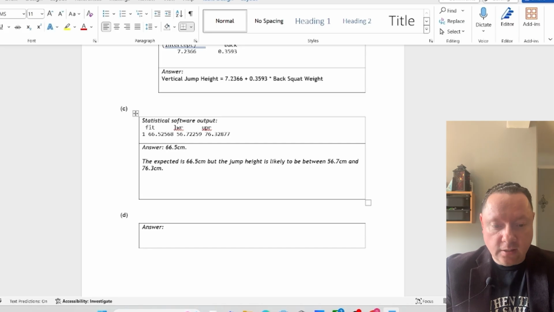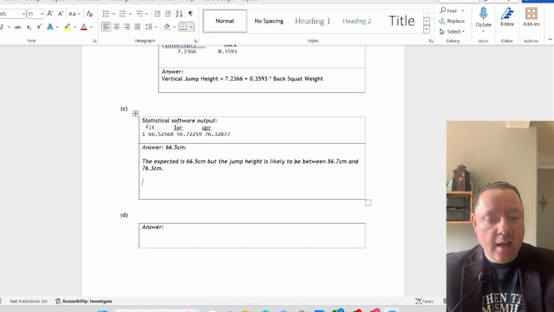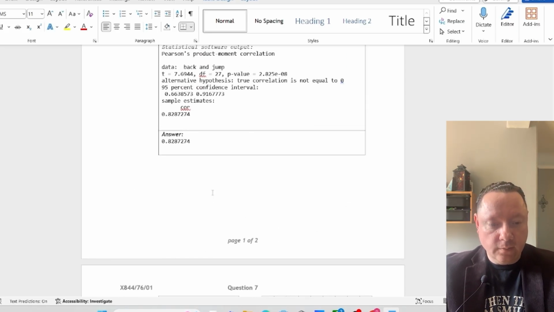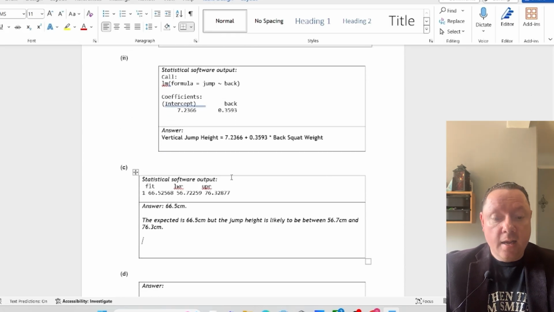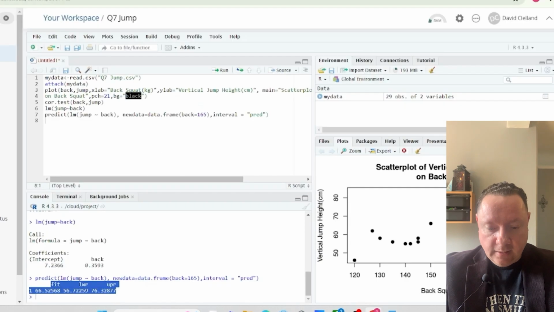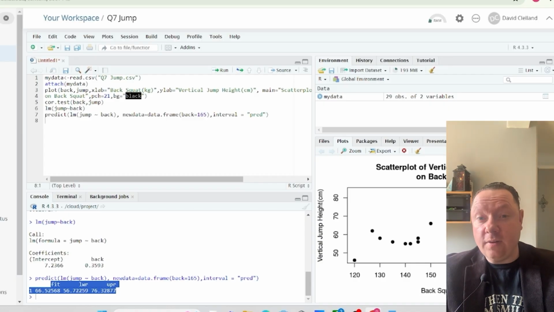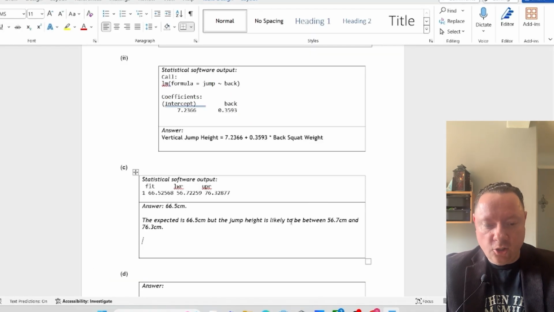The other way you could answer this, and I'll not write this in, is you could use the correlation coefficient. If you look here at 0.828, that means there's a strong positive linear relationship between back squat and jump height. And since our 165 kilograms is within our data set, we could say that since there's a strong positive linear relationship and 165 is within our data set, it's likely to be an accurate prediction. But that's easier, just using the numbers.